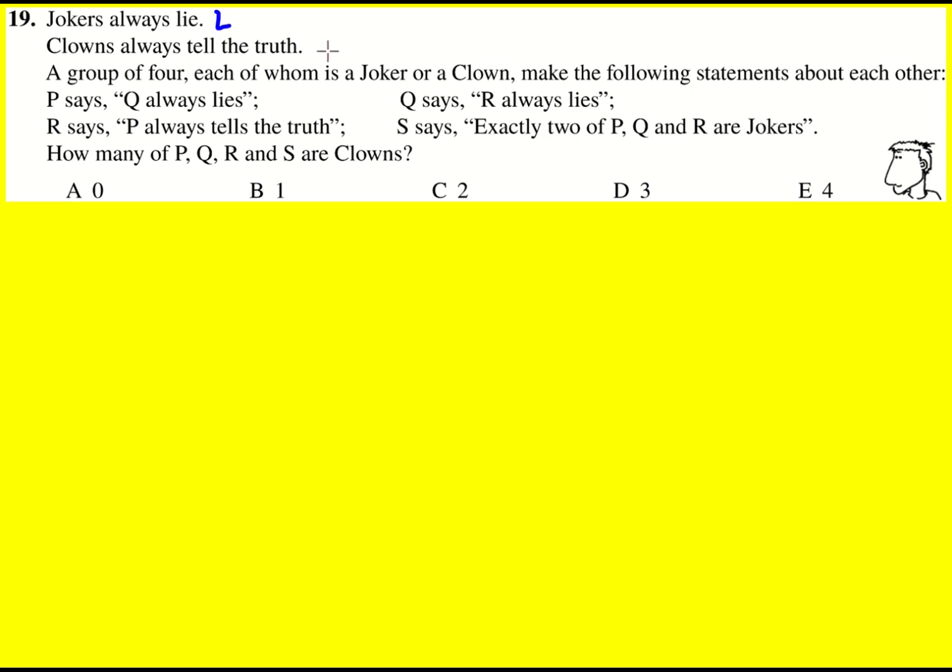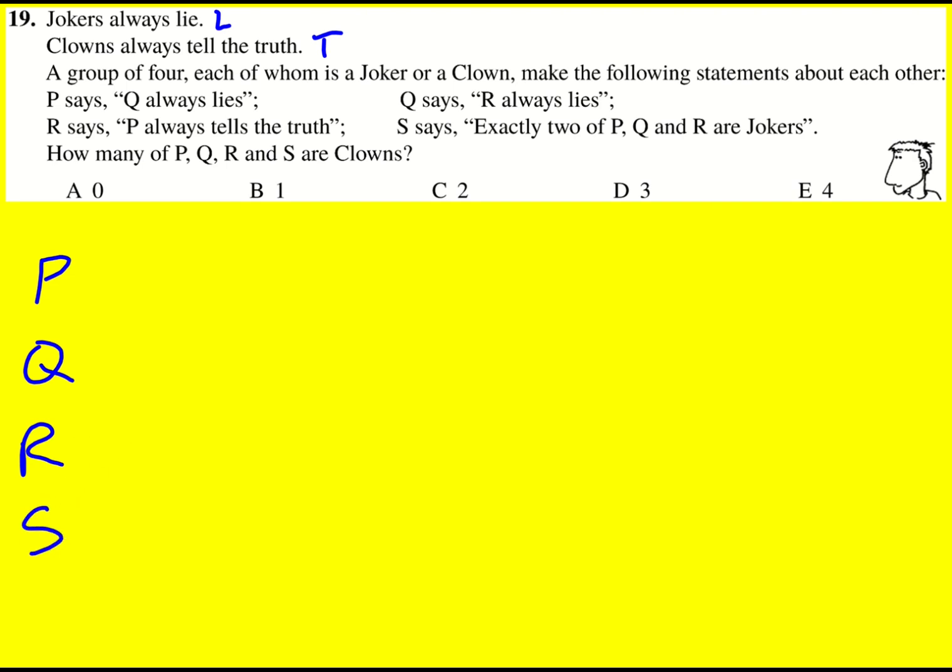Jokers always lie, clowns always tell the truth. A group of four, each of whom is a joker or a clown, make the following statements about each other. So a really good strategy for this is just to make an assumption about one of them and see how it impacts on everyone else.